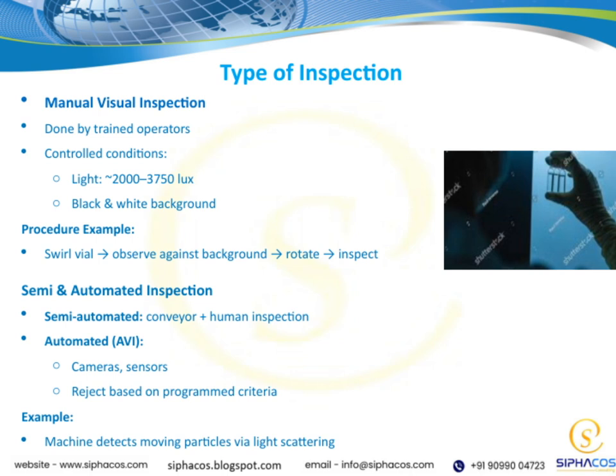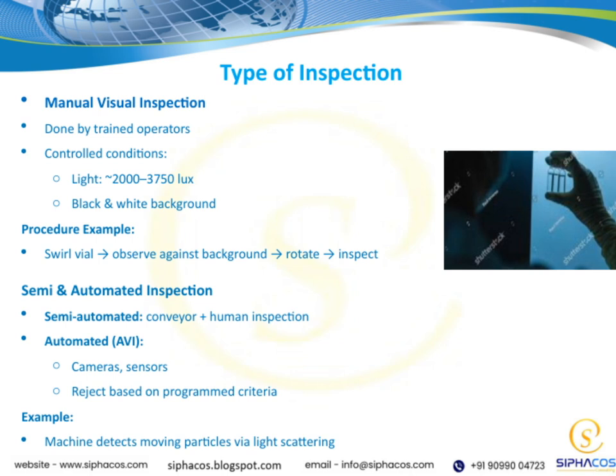inspecting for any anomalies. Moving on, we also have semi-automated and fully automated inspection methods. The semi-automated process combines conveyor systems with human inspection, allowing for higher throughput while still relying on human judgment. On the other hand, fully automated inspection, such as automated visual inspection or AVI, uses advanced cameras and sensors.